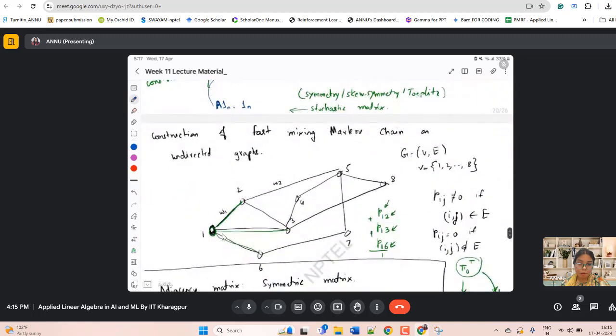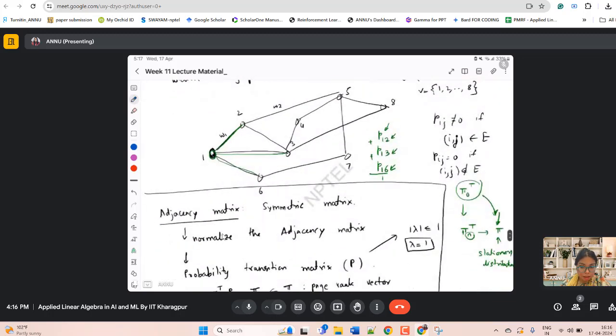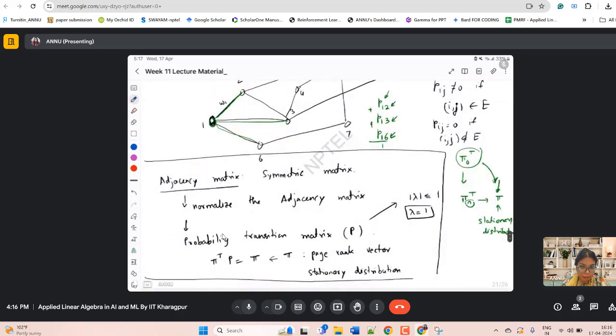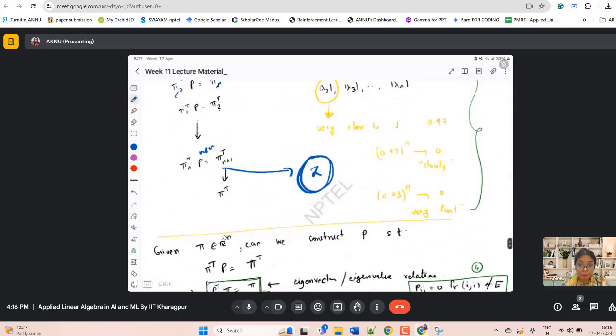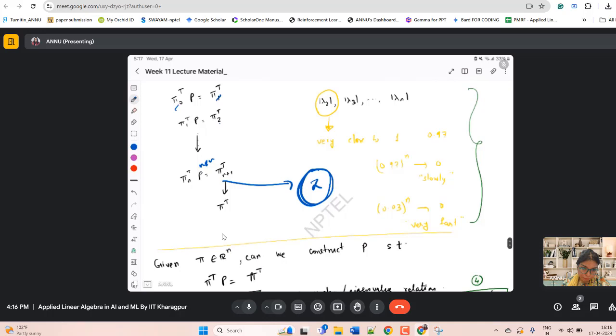undirected graphs. Okay. If you have a graph defined by V and E, then Pij is not equal to 0 if an edge between i and j exists, and Pij is equal to 0 if it does not belong to the edge set. The adjacency matrix is a symmetric matrix; normalize the adjacency matrix, provide the transition matrix using the page rank, and whichever gives the fastest mixing, that will be the fastest mixing Markov chain. So mod of lambda 2, lambda 3, up to lambda n, which is very close to 1.